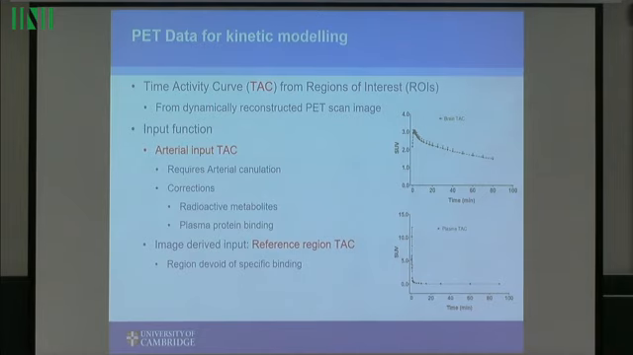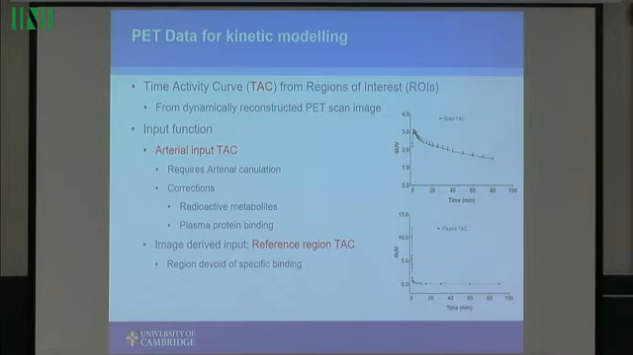And the input function could be of two types. One that I already mentioned, from the blood samples that are collected over time. This would mean putting in a cannula in a human patient into the artery, which is not really pleasant. The data that we obtain from here should be corrected for metabolites and for any binding to plasma proteins.